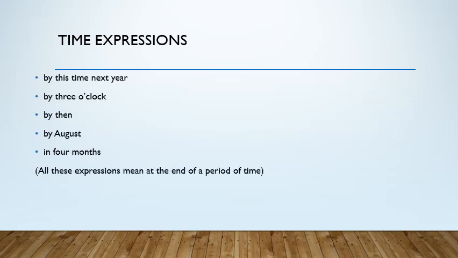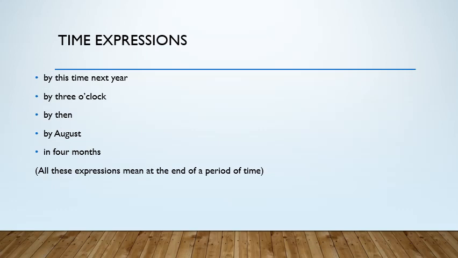In this list, we are going to look at the time expressions associated with the future perfect simple. And the first remark that you are going to see is that in almost all the expressions I listed here, there is the word by. So it is known that when we are using the future perfect simple, we mostly in all cases use the expression by.